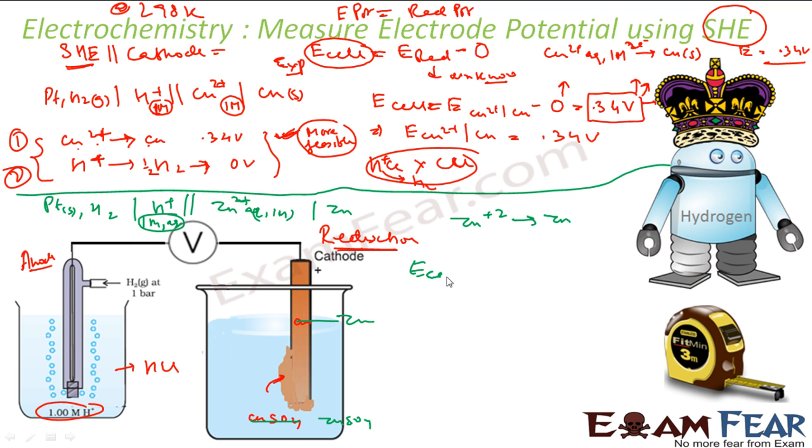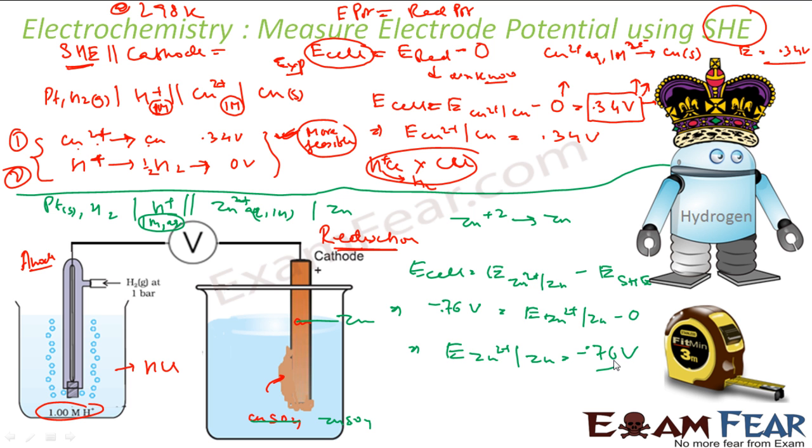Right? For this cell, E of cell will be what? E of right minus E of left, that is E of Zn2+ to zinc reduction minus E of hydrogen. And experimentally this value is how much? Minus 0.76 volt. And that is nothing but E of Zn2+ to zinc minus 0. So the reduction potential of zinc is minus 0.76 volt.